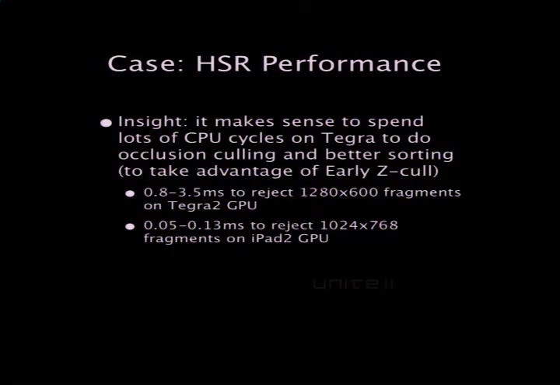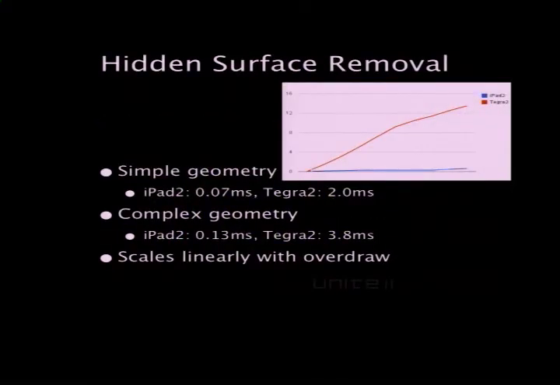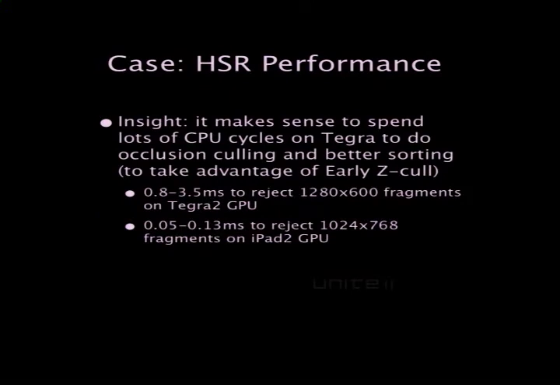So the basic insight is that it's very important for Tegra to sort correctly, because if you improve the sorting, you can get that red curve down. On iPad, it doesn't really matter. This curve will always be the same because the GPU is smart enough to figure it out. On the Tegra, you need to help it to lower that red curve, and the only thing you can help is how you sort objects.